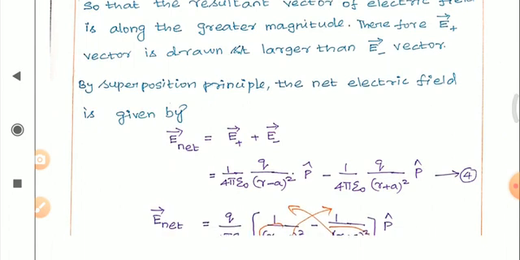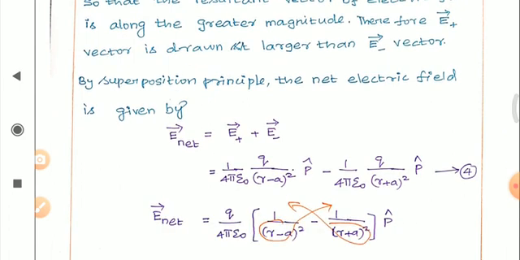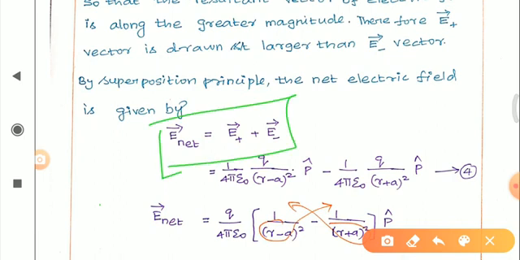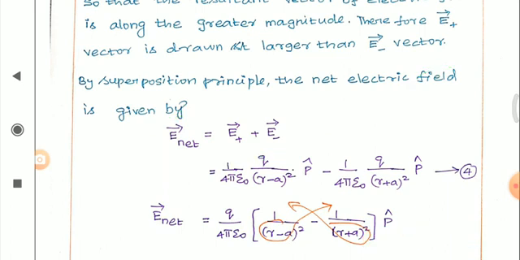Now how can we calculate the resulting electric field? The resulting electric field can be calculated only by the superposition principle, because there is more than one point charge, that is, an electric dipole, so we can use the electric dipole moment. What is the superposition principle? It is the algebraic sum of the electric fields produced by the individual charges.